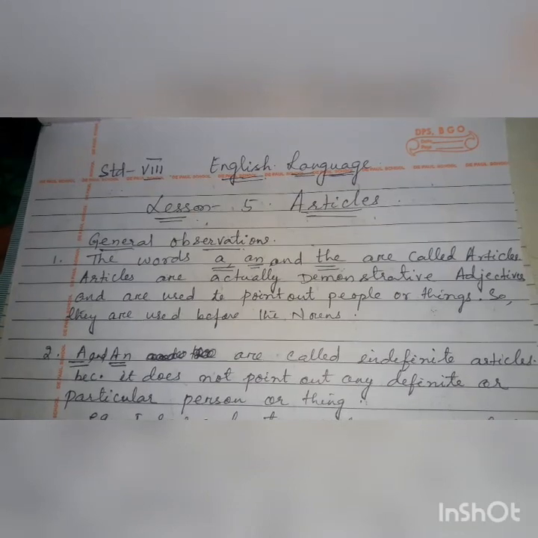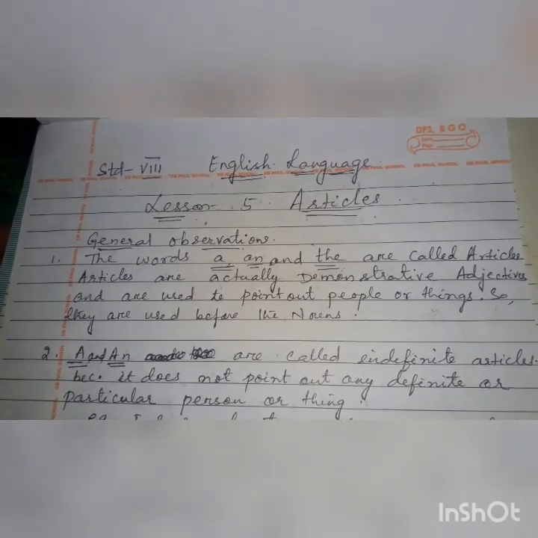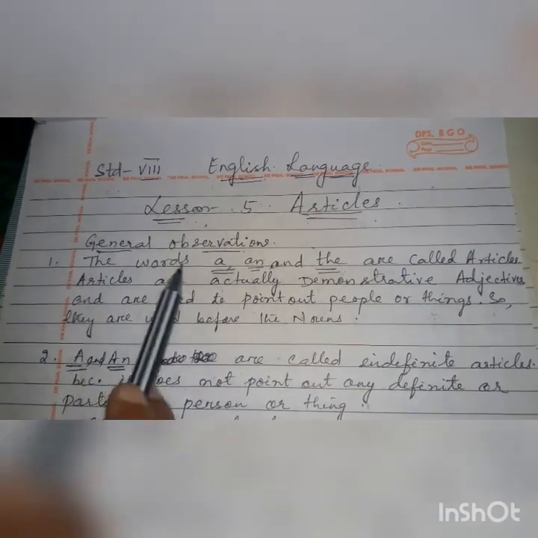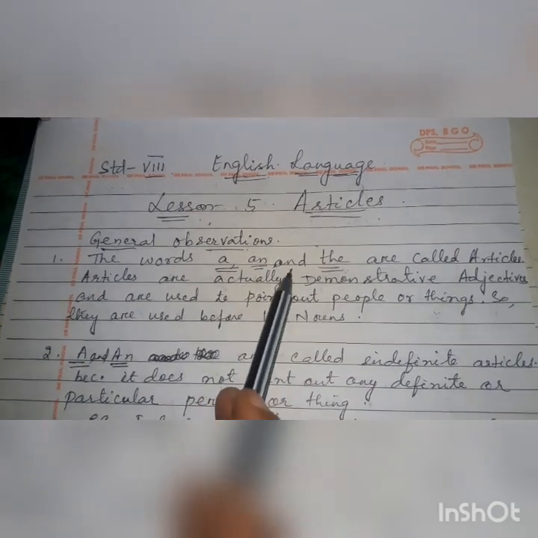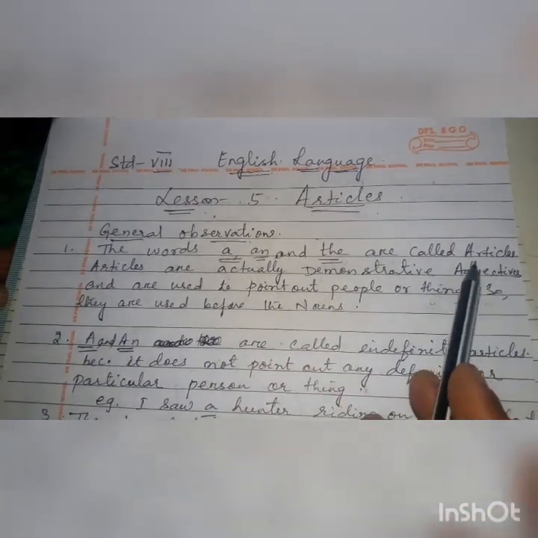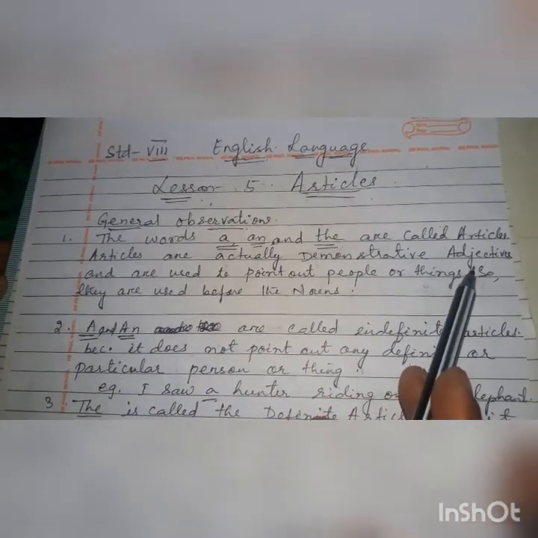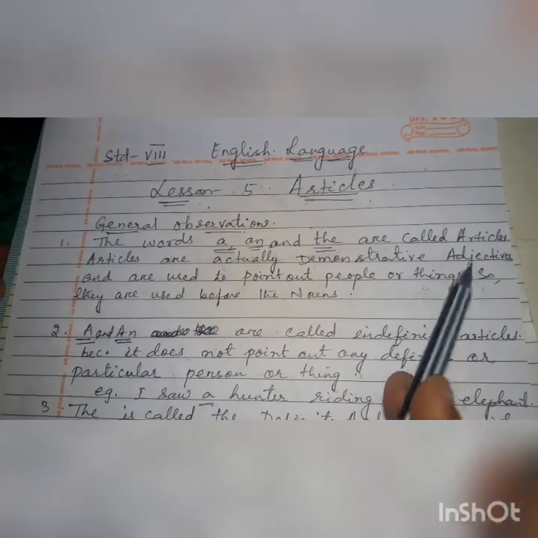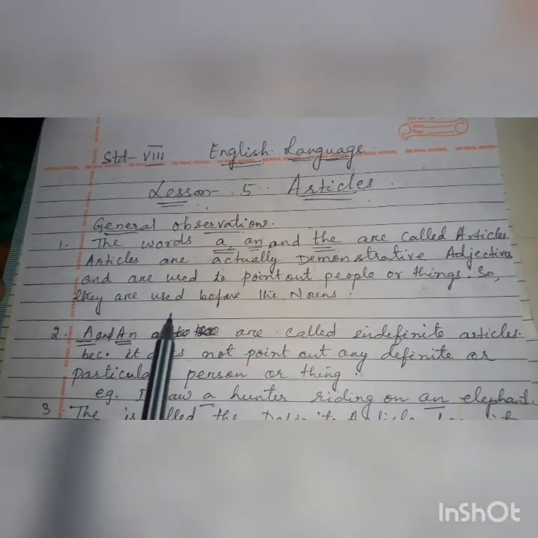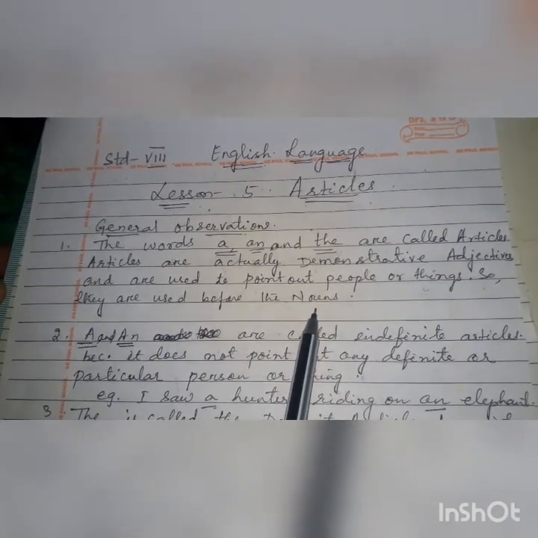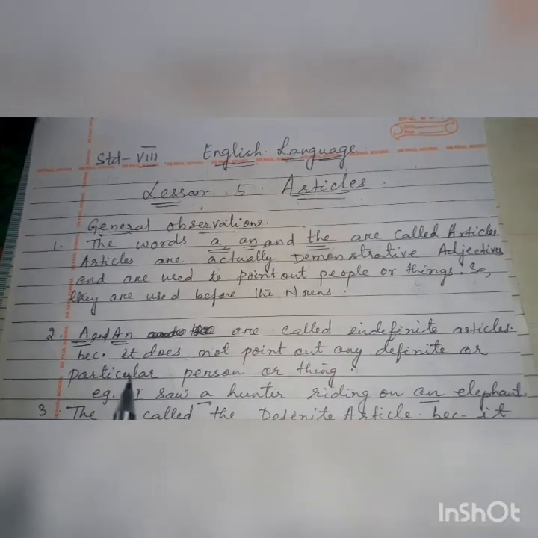Let's begin with English Language Standard 8, Lesson 5, Articles. Let us first begin with some general observations. The words a, an, and the are called articles. Articles are actually demonstrative adjectives like this, that, those, and are used to point out people or things. So they are used before the nouns. For example, this is the book that I like the most.